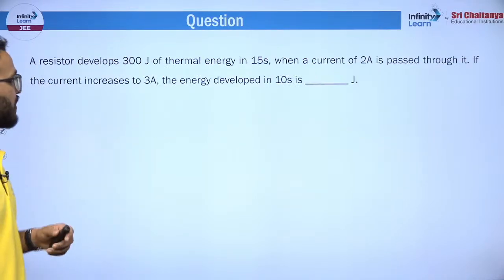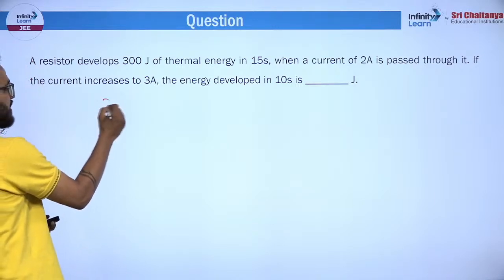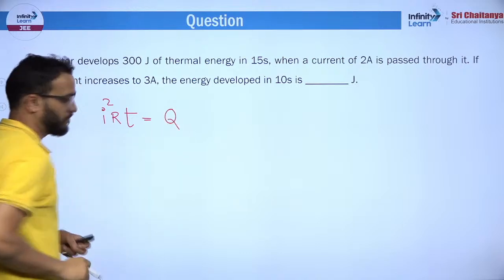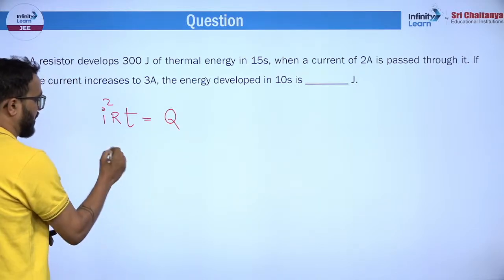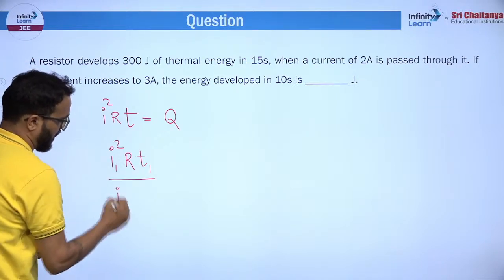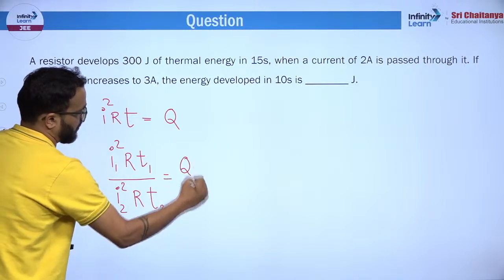A resistor develops 300 joules of thermal energy in 15 seconds. Resistor I square RT is the energy Q. So if they are talking about two different cases, I can say like this: I1 square R into T1 upon I2 square into R into T2 will be Q1 upon Q2.